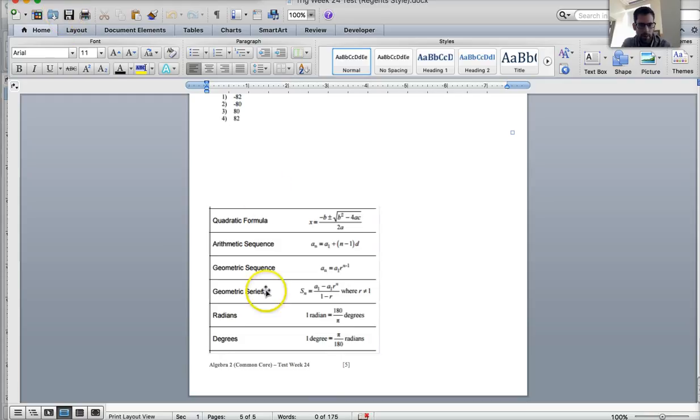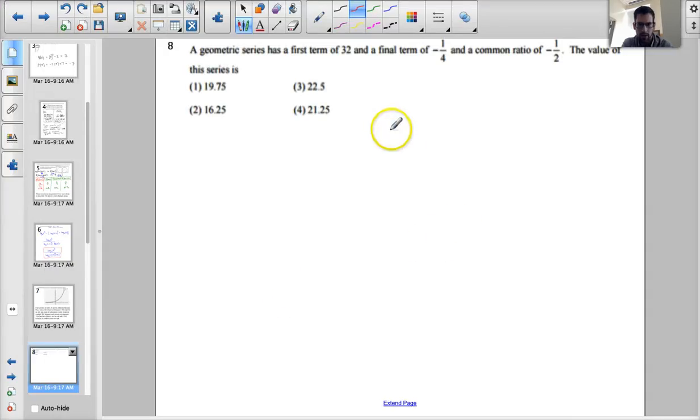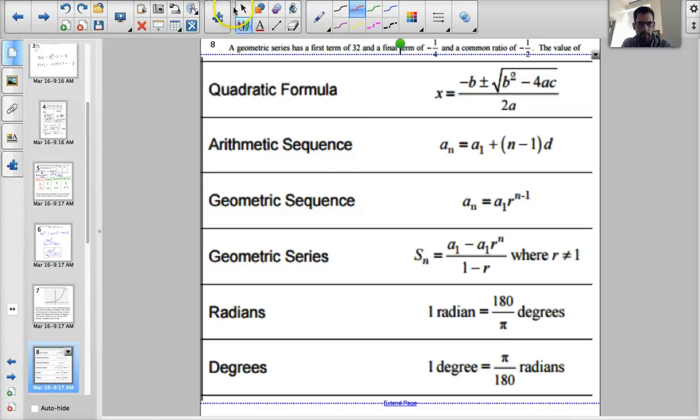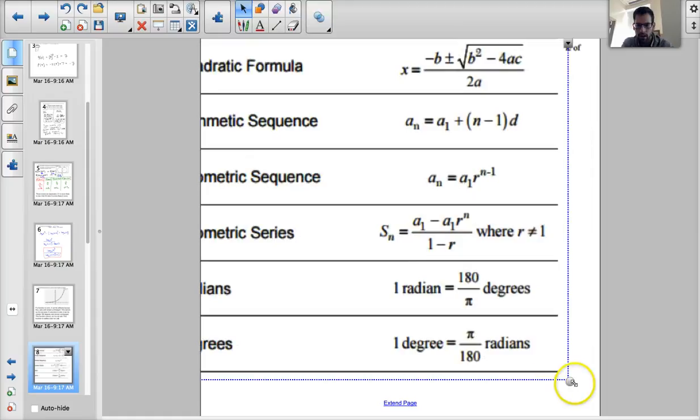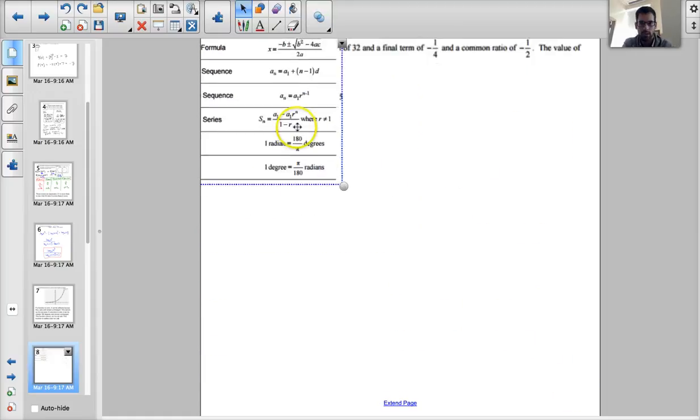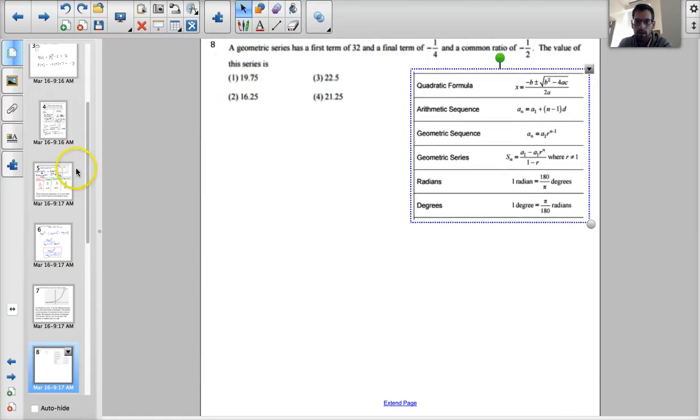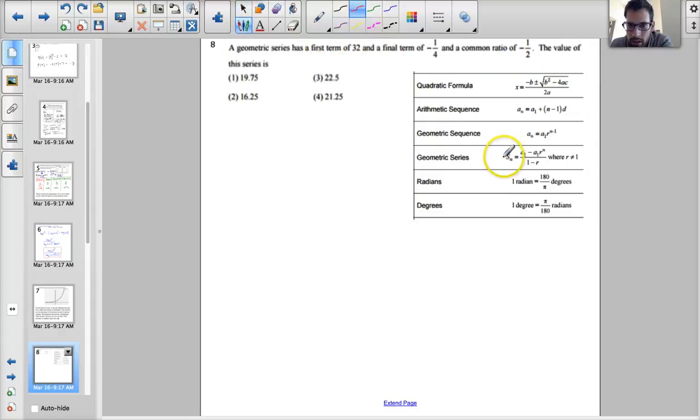So I'm just going to grab this reference sheet here and I'm going to paste it into our slide just so I can see it a little more clearly. I've got it now. Okay. So the sum of a geometric series looks like it is right here. This is the formula I'm going to want to use.